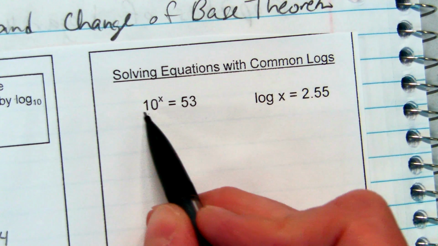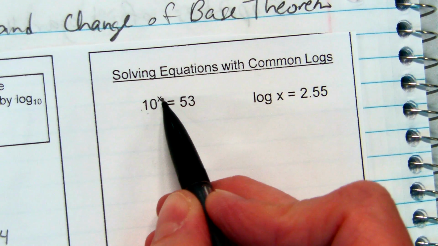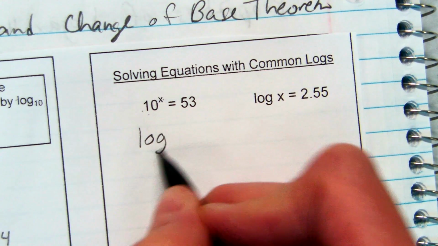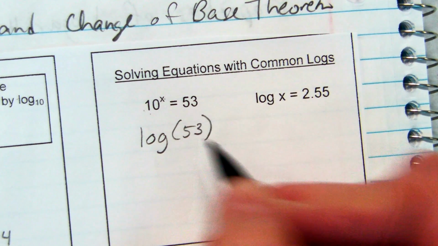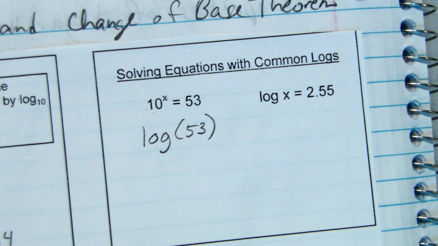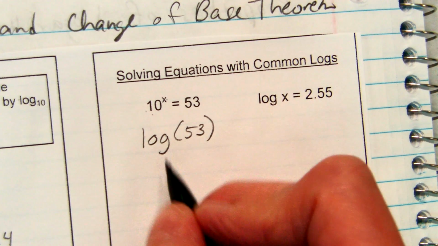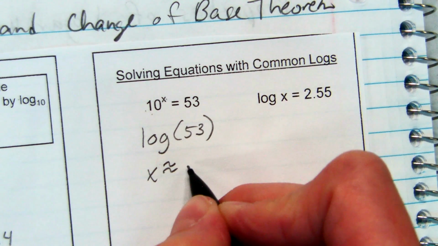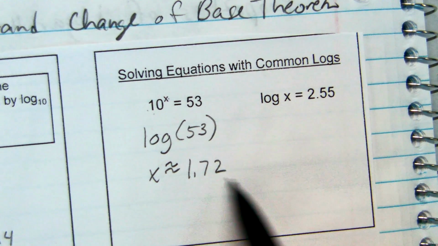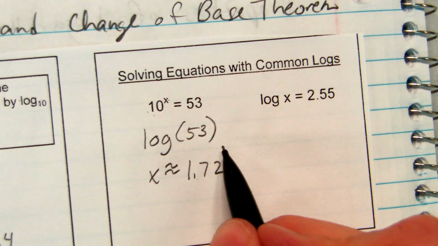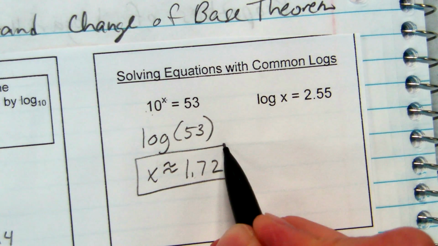But, all right, so if I see a power of 10, and I'm trying to find a power of 10, this means there's a shortcut. All I have to do is take log of 53. Okay? Because that would be the opposite of a power of 10. And we end up with x being approximately equal to 1.72. You could try that. If you do 10 to the 1.72, it'll be close to 53, not quite, because we did round it off. All right?